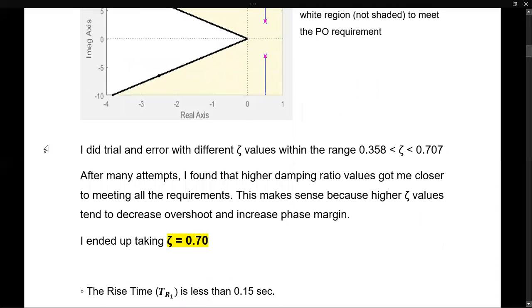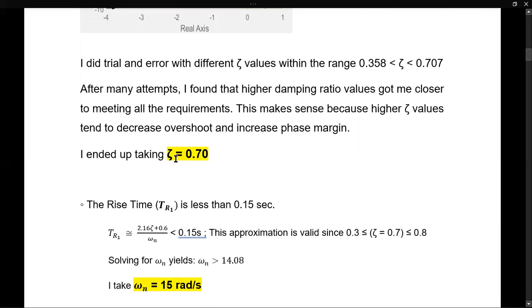So I did trial and error with many different zeta values and found that higher damping ratios got me closer to meeting all the requirements. This makes sense since higher zeta values decrease overshoot and increase the phase margin, which is what we want. In the end, I took the damping ratio equal to 0.7.